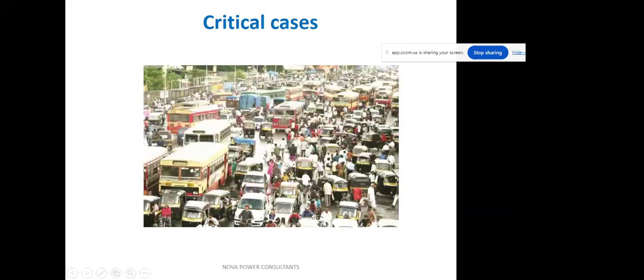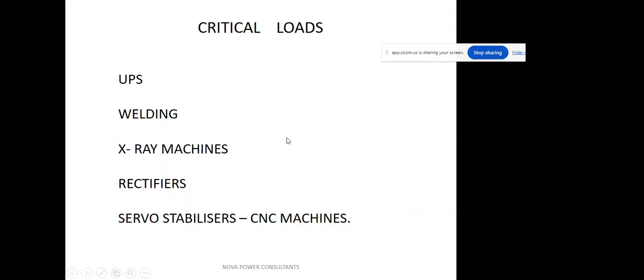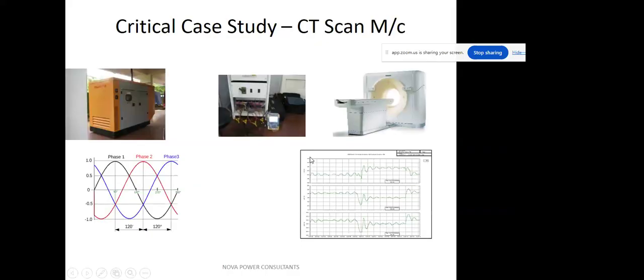Then critical and transient loading. Whenever there are any harmonics, again generator selection becomes critical. We have to consider the kVAs, etc. So what are the critical loads? UPS, welding machines, X-ray machines, rectifiers, servo stabilizers. They many times make problems because the waveform is not sinusoidal. It should be like this, but the CT scan machines create some other type of waveforms.